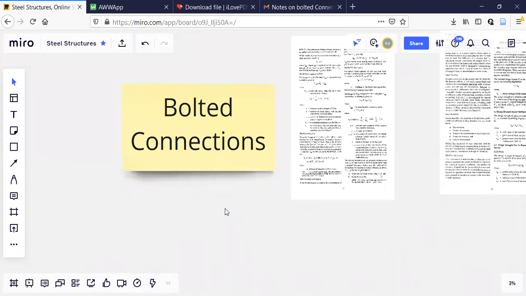So this is the second, actually it is the first part of second module. That is, bolted connections and welded connections are there in module 2. For the remaining modules, for example, the next module is the design of tension members. There also bolted connection will be useful. So in order to connect two members or multiple members, usually we go with welded or bolted connections.